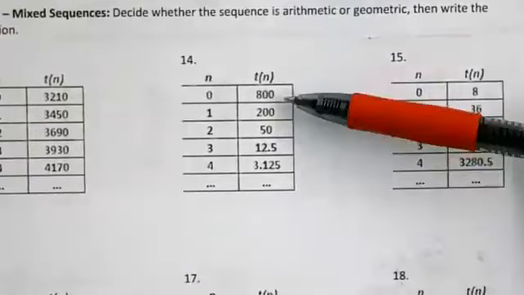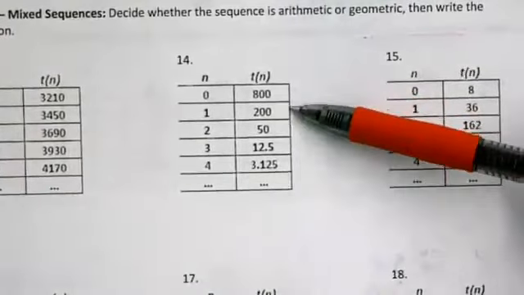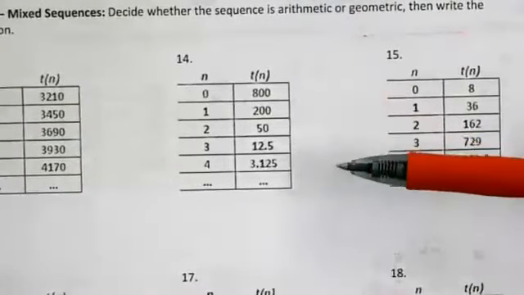What would you divide 800 by to get 200? That's divide by what? 8 divided by what is 2? 8 divided by 4 is 2, isn't it? So we could do this by dividing by 4. 200 divided by 4 is 50. 50 divided by 4 is 12.5. The pattern is divide by 4.